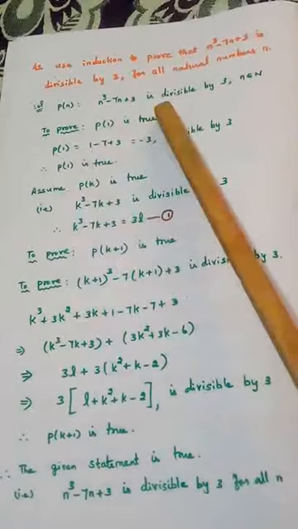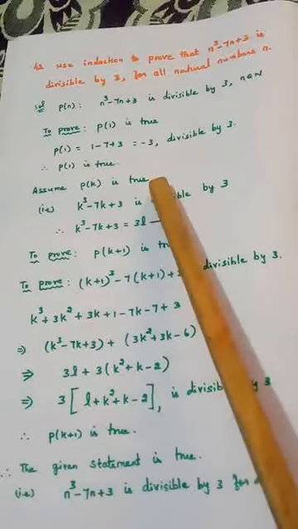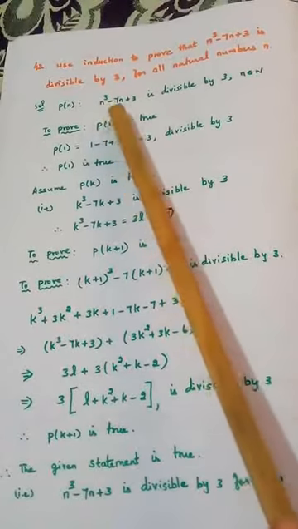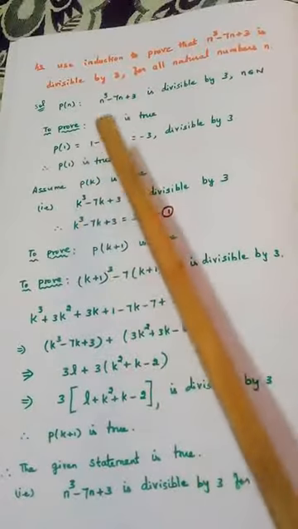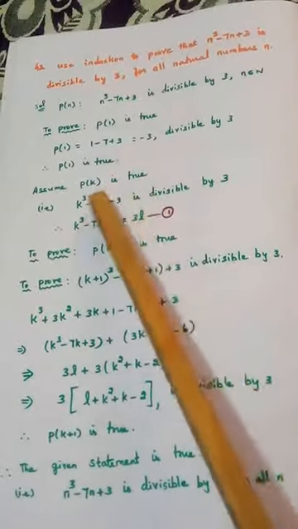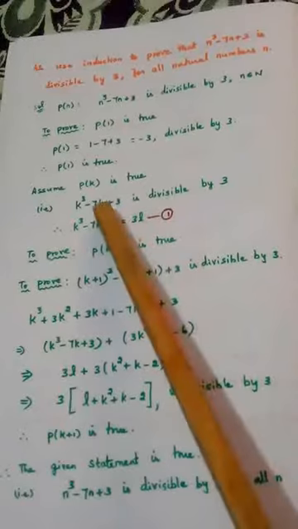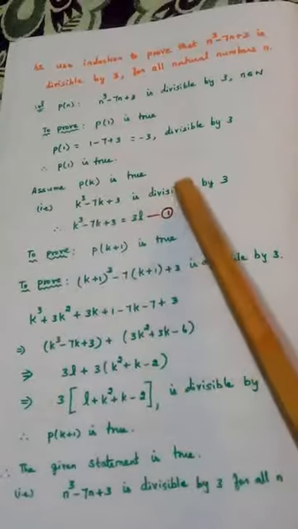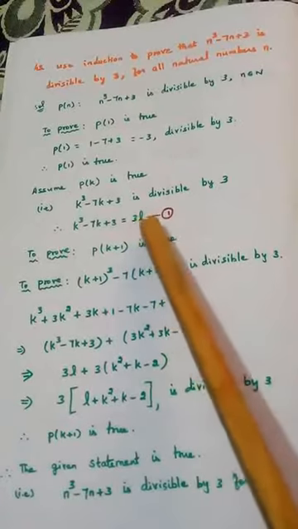So we proved the first part, now we have to assume P of k is true. What is the meaning? In this statement, replace n by k. So k cube minus 7k plus 3 is divisible by 3. This is what we are taking. Since this term is divisible by 3, I can write this as 3 into some number, 3l. L is any number.